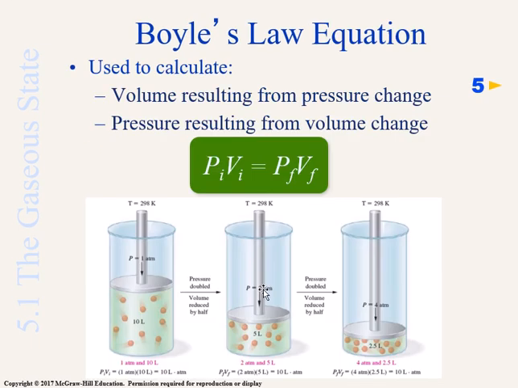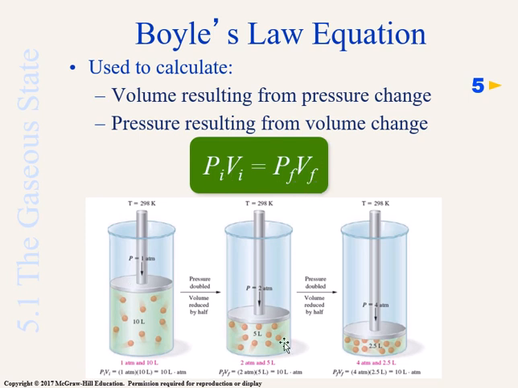So another way of stating this equation is initial pressure times initial volume must equal final pressure times final volume. What does that mean? That because P times V is a constant, whatever the value is, the product of initial pressure and volume must equal the product of final pressure and final volume.